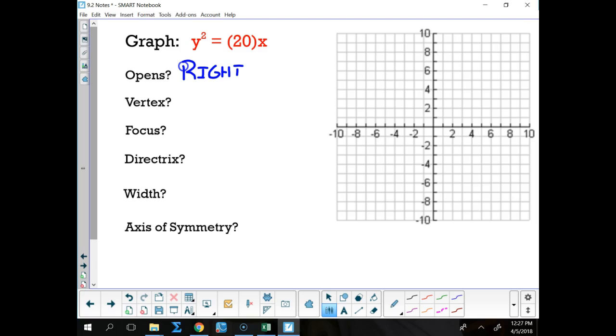Step number 2 says, where is my vertex? The origin? Do we agree with 0, 0, the origin? Look at the numbers after the x and after the y. Nothing comes after either one of them. I would agree 0, 0.